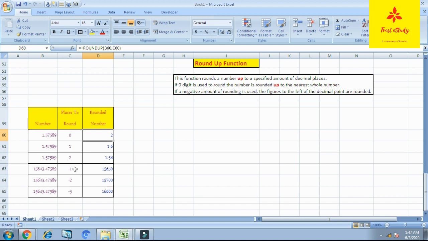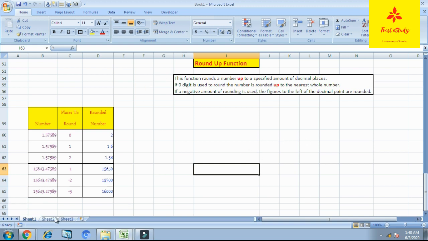When I used -1, it rounded the one digit left of the decimal place, which is 3. If you see here, 3 has been changed to 0, but it is in the upper way. 43 changed to 50. When I used -2, it changed 643 to 700. When I used -3, it changed the whole number to 16,000. So this is how Roundup function is used.